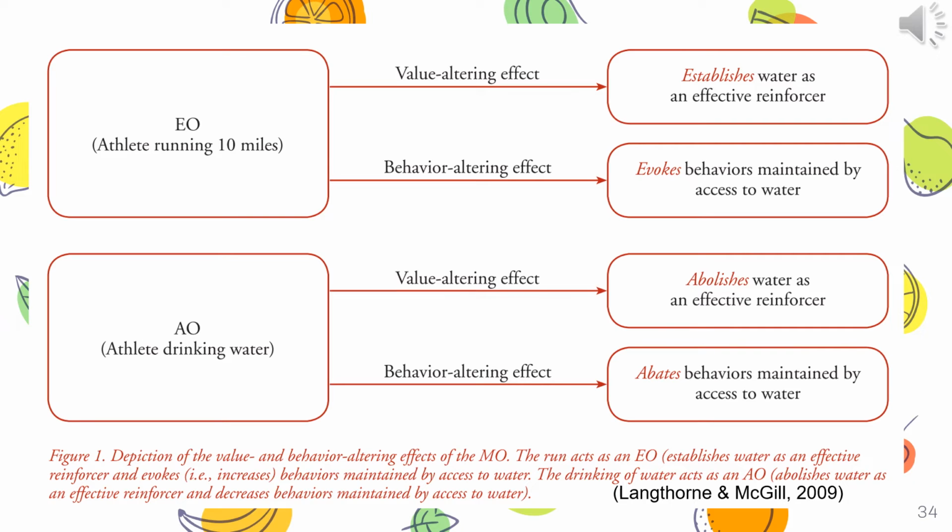An AO, or abolishing operation, the athlete having just drunk water or being water satiated, has a value altering effect which abolishes water as an effective reinforcer, and it also has a behavior altering effect which abates behaviors maintained by access to water.